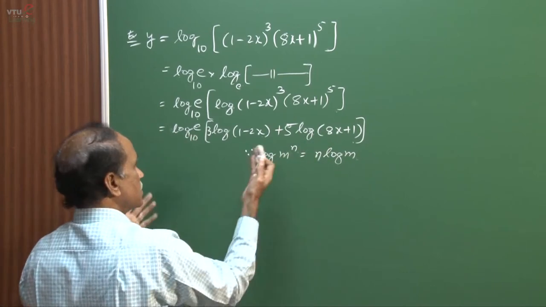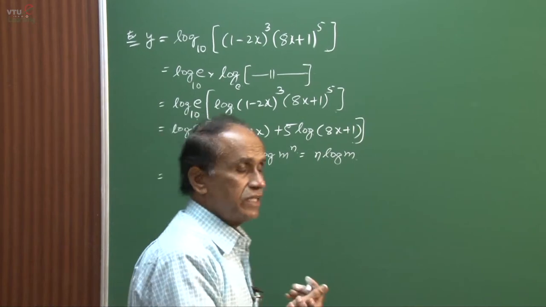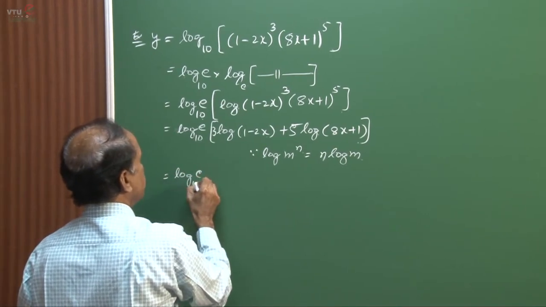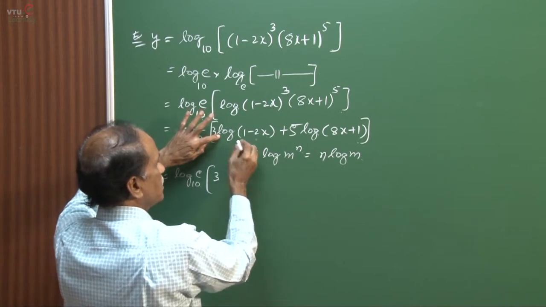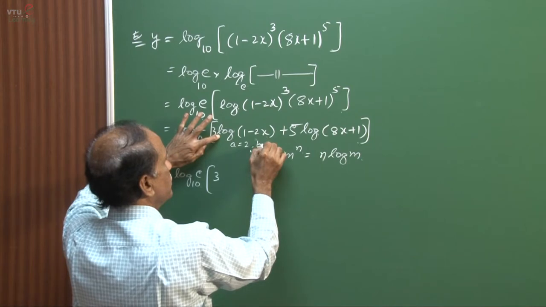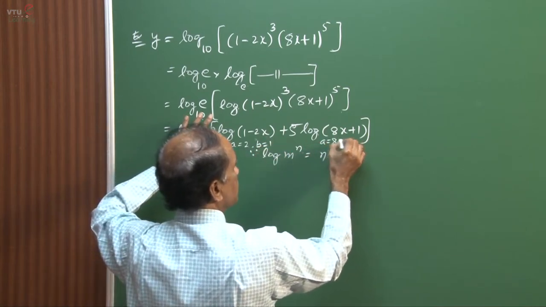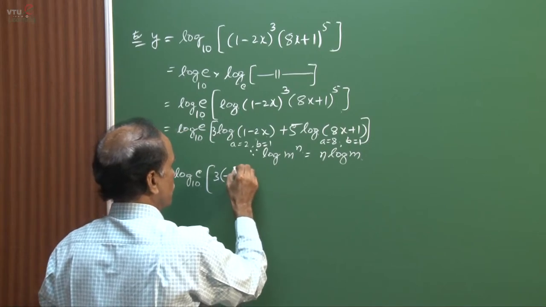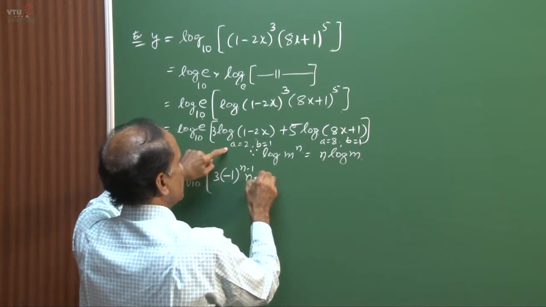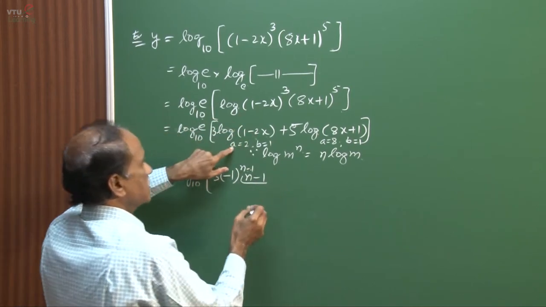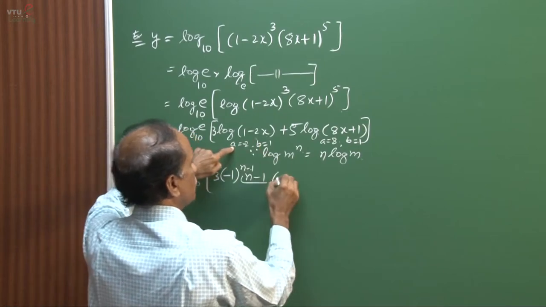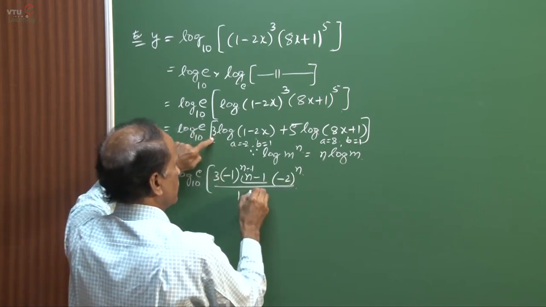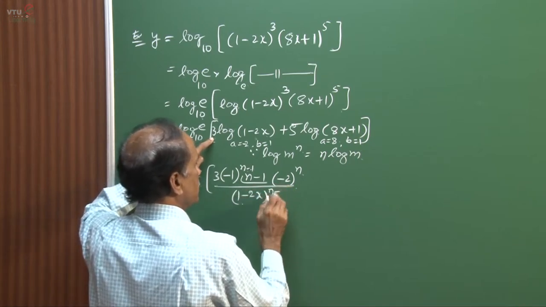Now, there are two separate terms. The formula which you have studied for the nth order derivative of the logarithm function, that is log of (ax plus b). Then it is log e to the base 10 multiplied by 3 times. Here in this case, a is equal to minus 2 and b is equal to 1. In the other case, a is equal to 8 and b is equal to 1. Minus 1 to the power n minus 1, n minus 1 factorial, then a to the power n, that is (minus 2) to the power n, divided by (1 minus 2x) whole to the power n.